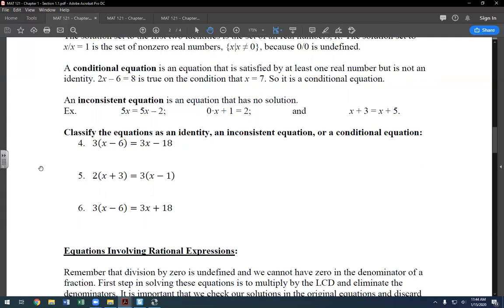So the idea is try to solve them, try to get your x by itself, and see, are you getting a true statement, a false statement, or do you actually get an answer for x? Can x be 0? Yeah, that's an answer. Okay. Sure. So if you get x equals 0, technically that means you should have a conditional equation.